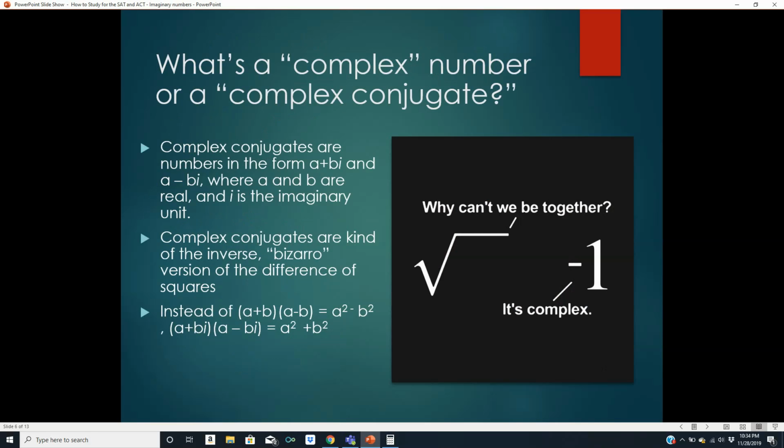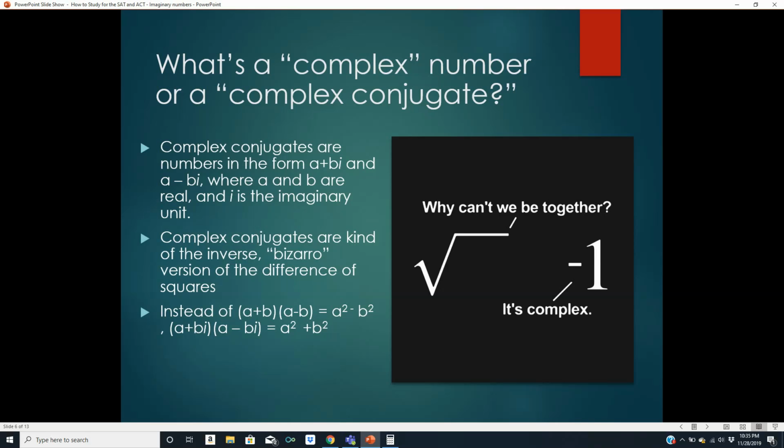All right. So what's a complex number or a complex conjugate? Well, complex conjugates are numbers in the form a plus bi and a minus bi, where a and b are real and i is the imaginary unit. So a plus bi is the complex conjugate of a minus bi and vice versa. So they're both complex conjugates.